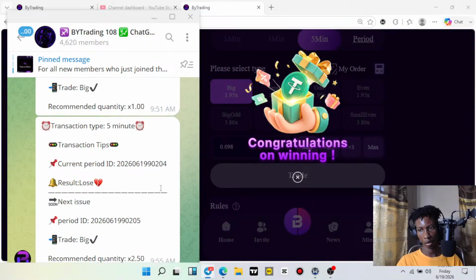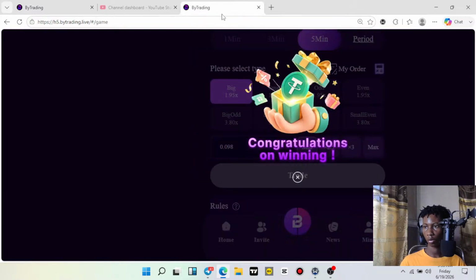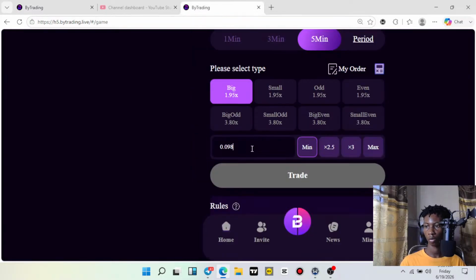Okay, they actually ran a loss on that one. So I just have to come back to the BTC 28, click on it and select 5 minutes. And this time around, I'll be trading with the phrase 2. I'm back. I'll be trading with the phrase 2 and I'm to trade with this amount.